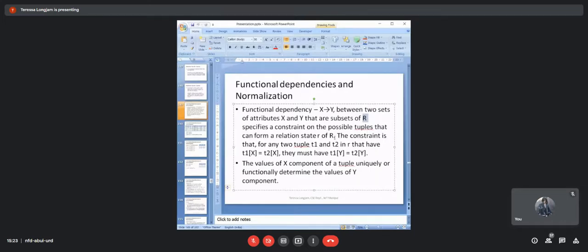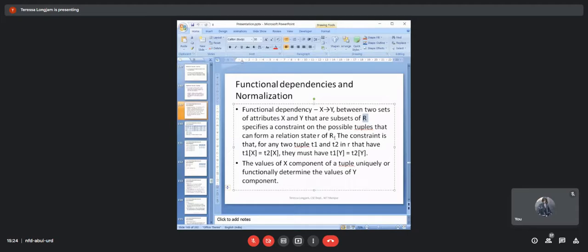What is a relation state? Anyone tell me? What is a relation state? Do you remember relation state, relation schema? What is a relational schema? You have already given your midterm and you do not know a relational schema and a relation state.